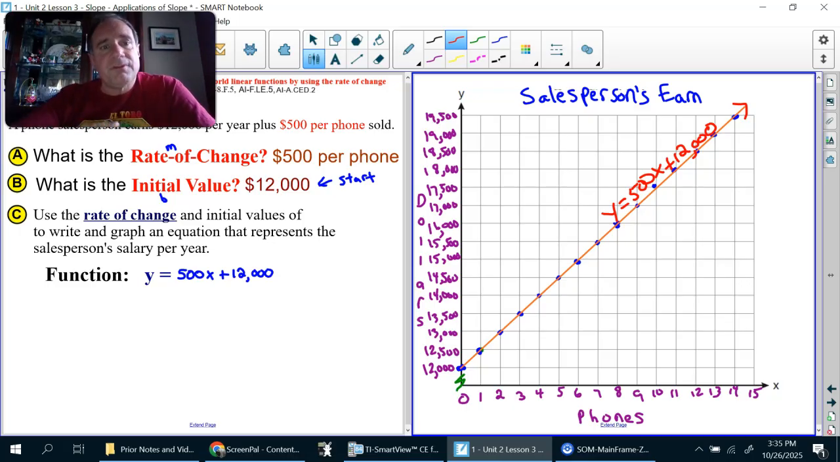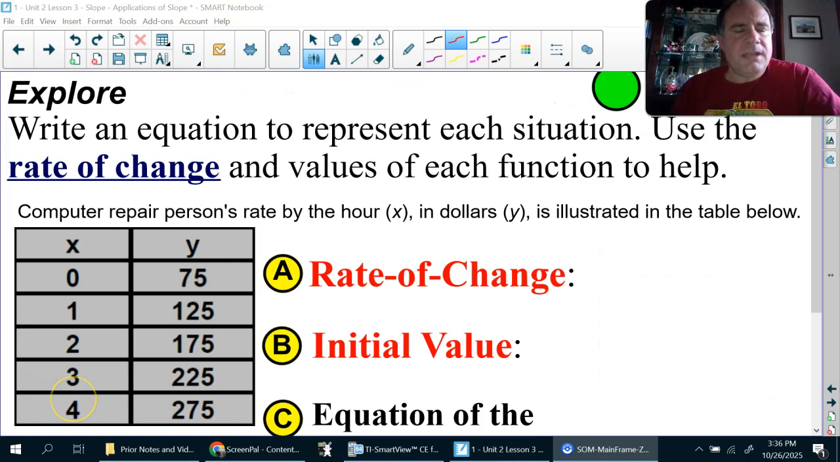Then you move with the rate of change, the M, rise 500, run of 1. That's what you're going by on your graph. Okay, so now we don't have to graph this, and we just have to write an equation using the rate of change in the function, the values for each function to help.